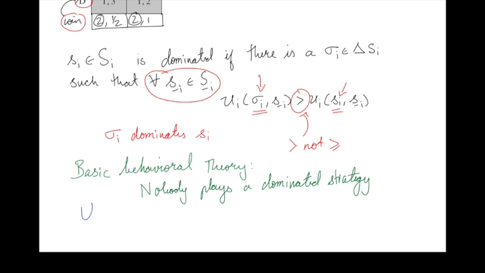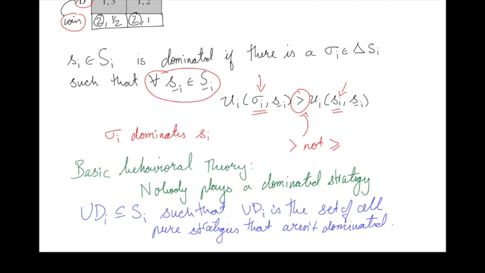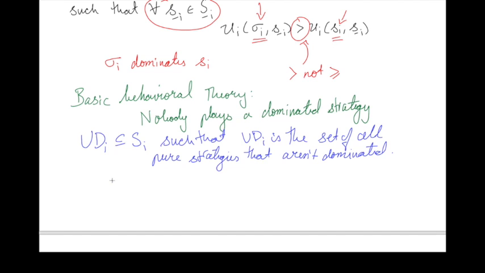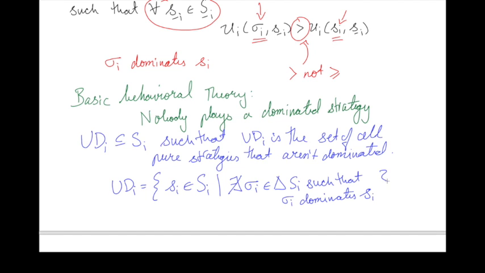Let's denote by UD_i, undominated subscript i, the set of all strategies that are not dominated. To write this down a little more carefully with mathematical notation, we would write it like this. UD_i is the set of all strategies little s_i in capital S_i such that there is no mixed strategy sigma_i that dominates s_i.